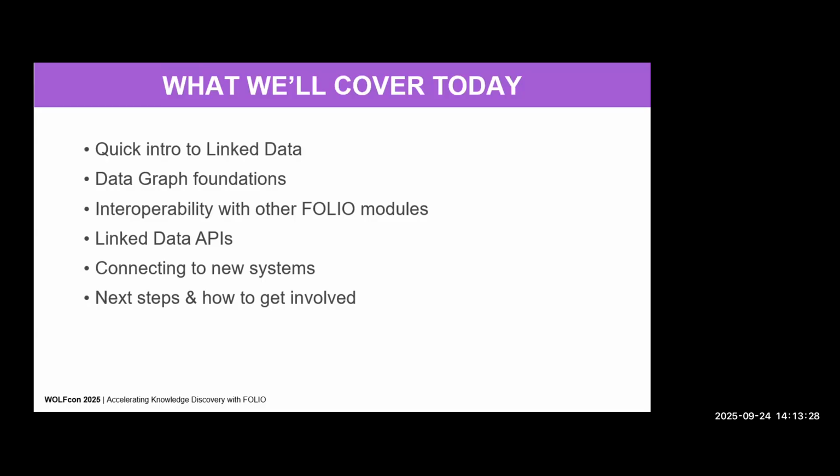All right. Thank you. So what we're going to cover today is a quick introduction to linked data. For those of you who are not familiar, we don't want to make any assumptions here. We'll talk about the foundations of Folio's data graph. We'll cover interoperability with other Folio modules that we've integrated. We'll go into detail about each API endpoint that we've added for Folio linked data. And then I'd like to have a conversation with you all about what systems you'd like to connect to. We've heard a lot, but we want to get more details and also figure out what our next priority should be. And then we'll wrap up with some next steps and explain how you all can get involved in this work.